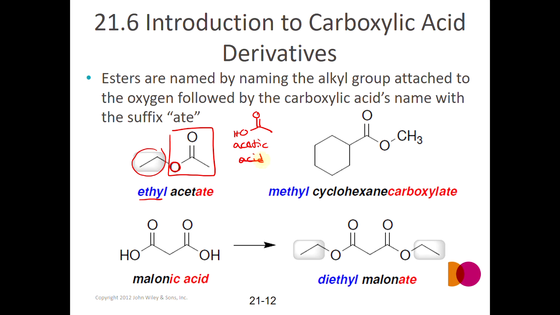So we take the ic acid off and we add the suffix ate. So an acetate is when I remove this hydrogen. If I just wrote the word acetate, that implies it's the conjugate base of acetic acid. But if it's an ethyl acetate, that means there's an ethyl group bonded to that oxygen. So similarly over here, this would be a cyclohexane carboxylic acid if there were an OH here, but since there's a methyl, it's a methyl cyclohexane carboxylate instead of carboxylic acid.